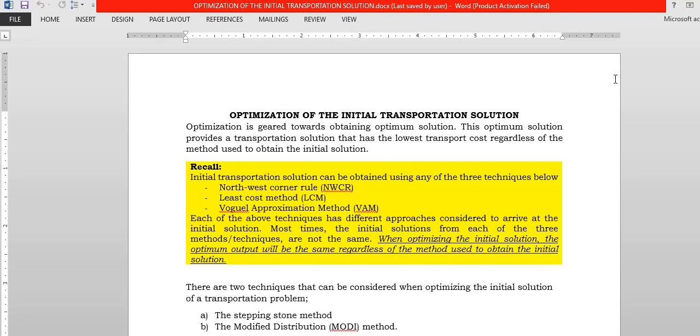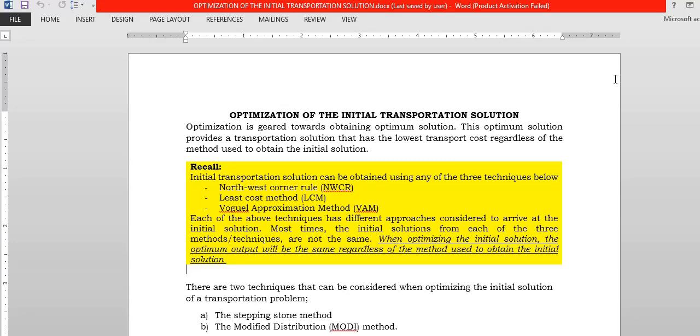Welcome once again in a new series of transportation models, trying to get to transportation solutions. In this particular discussion, we are going to look at how to optimize the initial solution of the transportation problem. Specifically, it's a continuation of our previous discussion in transportation models.